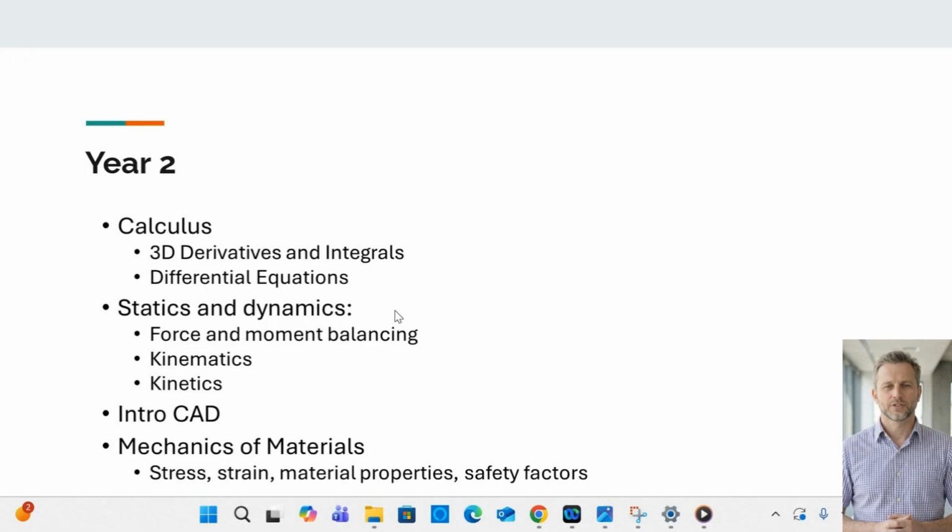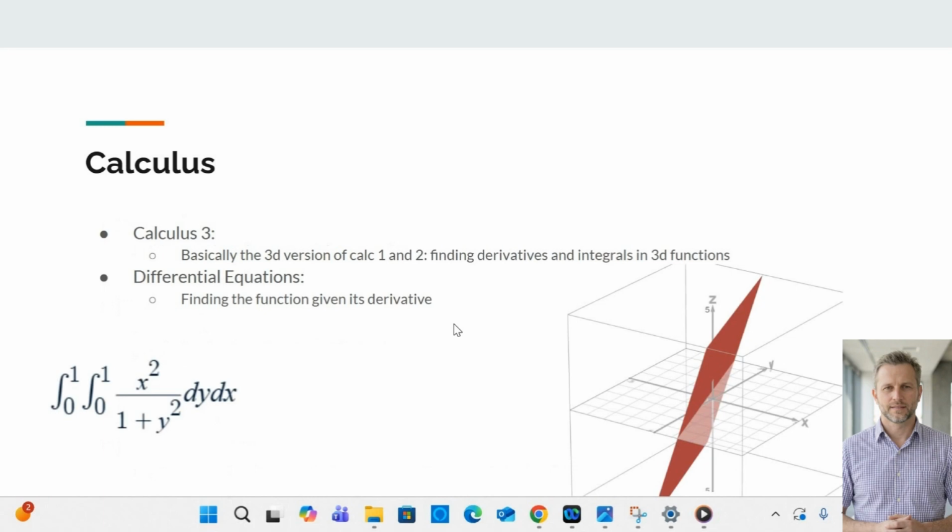So let's talk about year 2 now. In year 2, you do Calc 3 and then differential equations, with Calc 3 just being the 3D version of Calc 1 and 2. Then you do a statics and dynamics course, a course that's the introduction to SolidWorks, and then mechanics of materials.